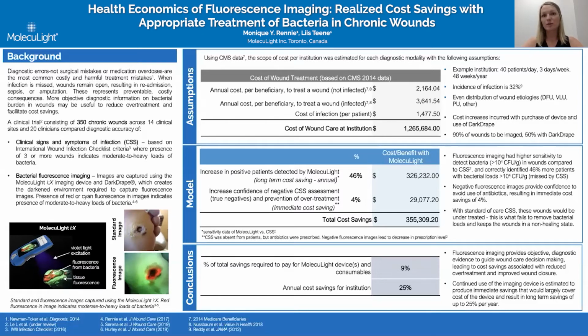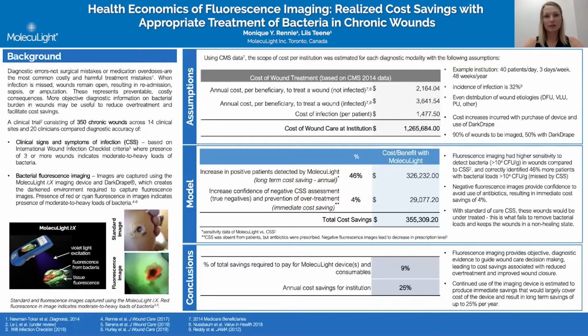For this model, we use three pieces of information. The first is a clinical trial in which we imaged 350 chronic wounds across 14 clinical sites with 20 clinicians. In this clinical trial, the clinicians compared the diagnostic accuracy of clinical signs and symptoms to identify the presence of infection in chronic wounds. They then used a bacterial fluorescence imaging device called MolecuLight IX, which uses violet light to excite bacterial presence in chronic wounds.